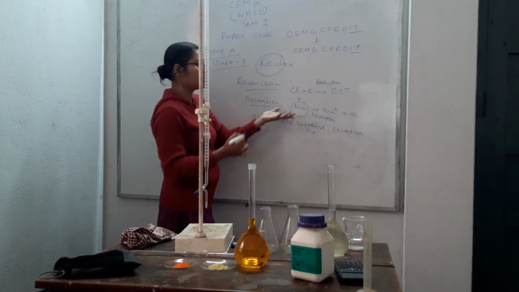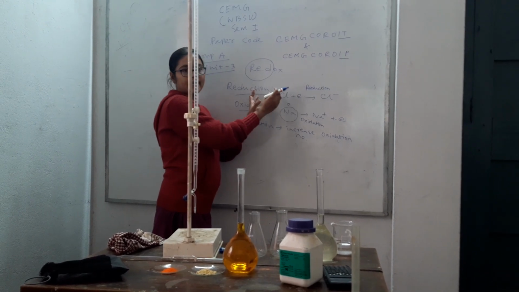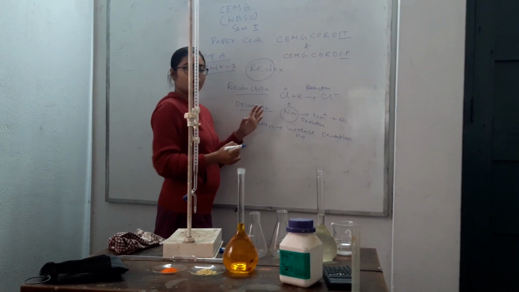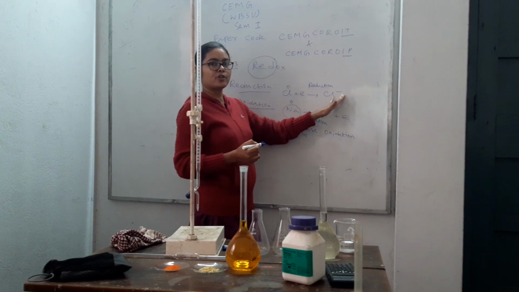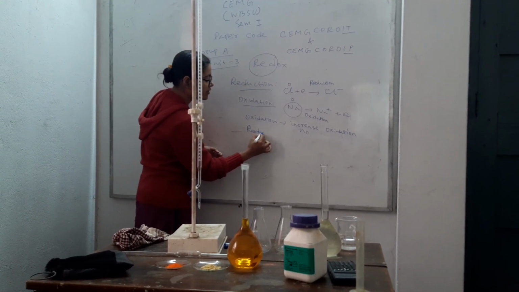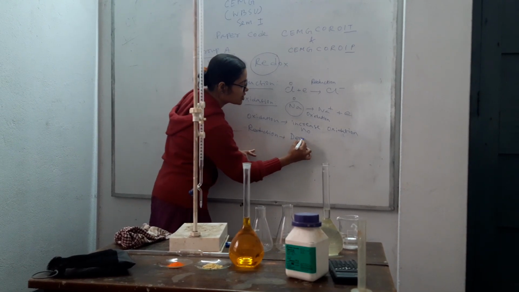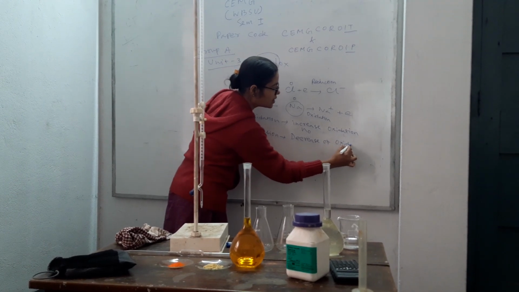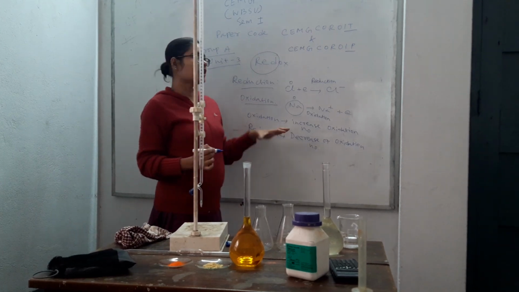And the reduction, here you see, it is a free chlorine atom. Any free atom means its oxidation state is 0. So here the change is 0 to minus 1. So here it decreases. So in reduction, there is a decrease of oxidation number.